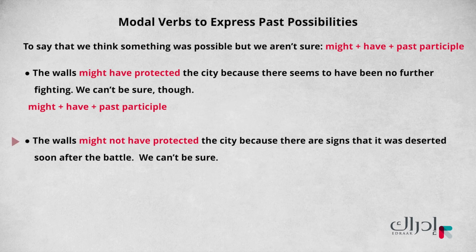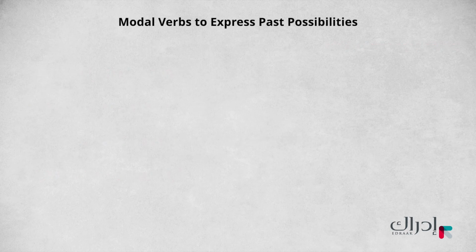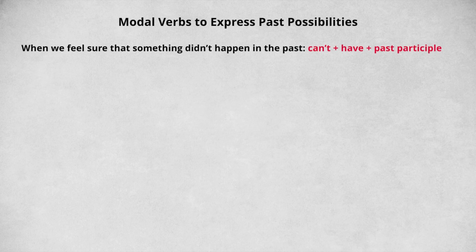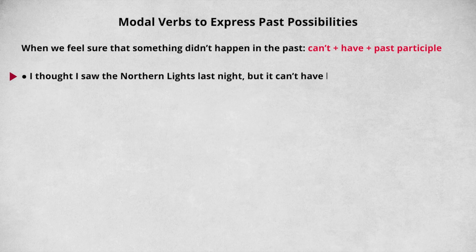We can't be sure. Besides the above modal verbs, we can also use can't plus have plus the past participle when we feel sure that something didn't happen in the past. I thought I saw the northern lights last night, but it can't have been. I'm living too far south.